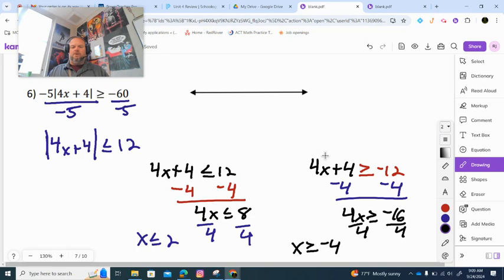Equal to negative 4. All right, so here's negative 4, close circle. Here's 2, close circle. X is greater than negative 4, but less than 2.